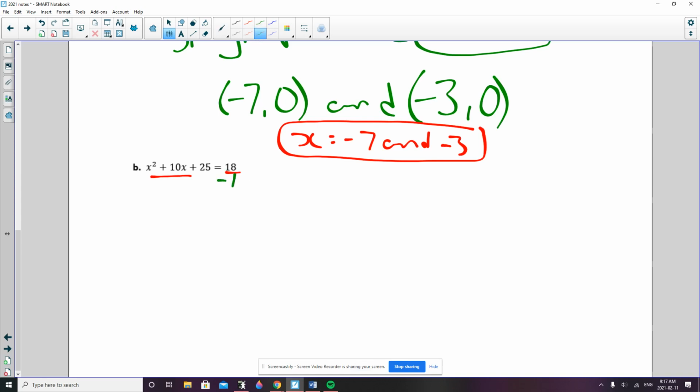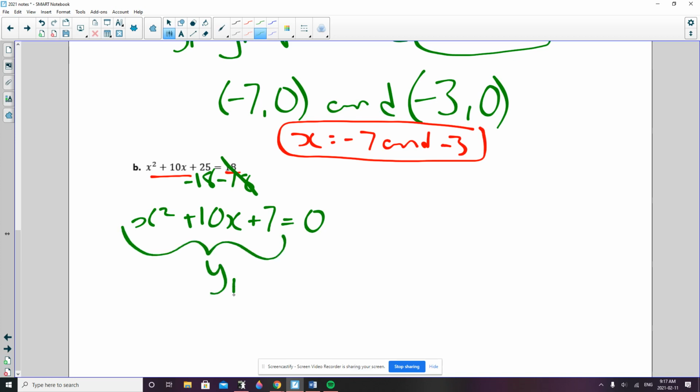So what I need to do is get all the terms to one side. So I need to move a positive 18 by subtracting 18. So x squared plus 10x and 25 minus 18 is going to give me 7. So plus 7. Where is that equal to 0? And so now that I have everything on one side, I can just go graph this as y1. And I graph it and find my zeros.